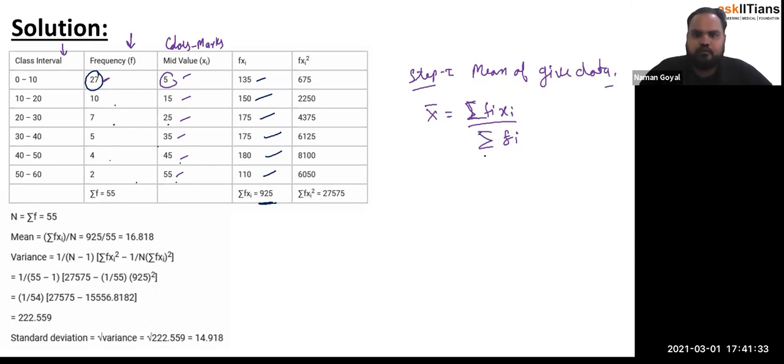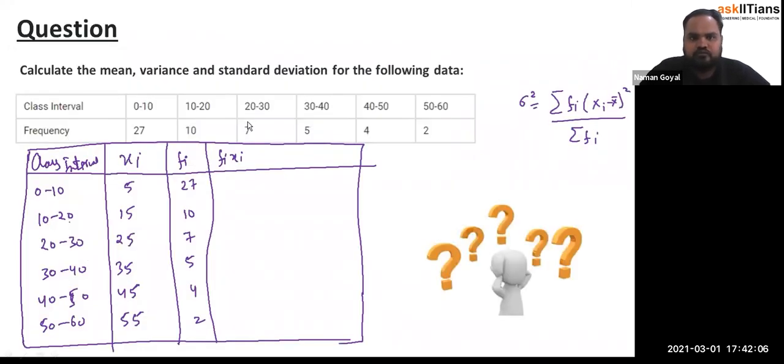Now for x bar, this quantity is 925 upon summation fi, which is 55. So you can divide this quantity, right? If you divide this, you will get x bar as 16.818. How much did you get? 16.818, right? Okay, now we have to find out variance and standard deviation. Mean we already did.